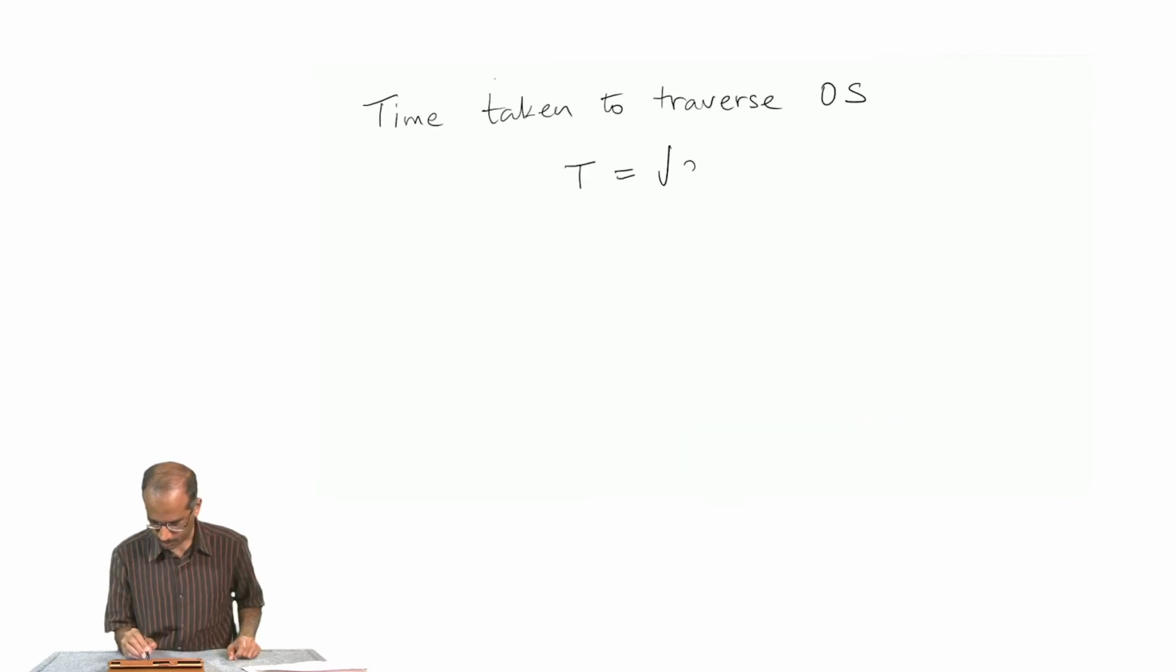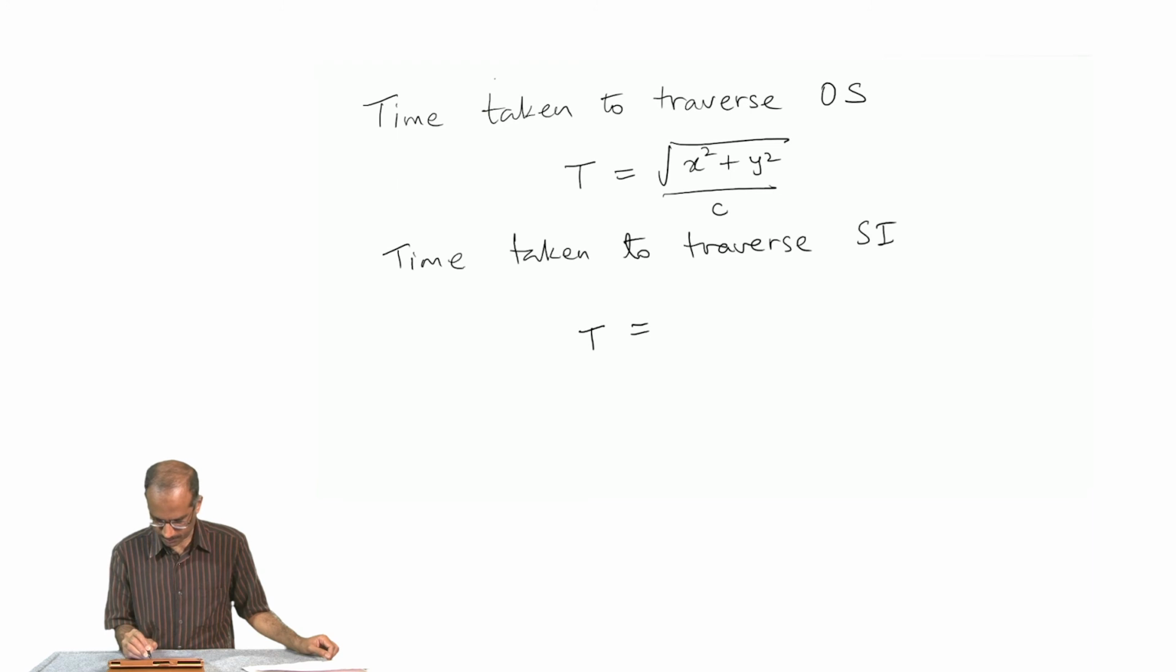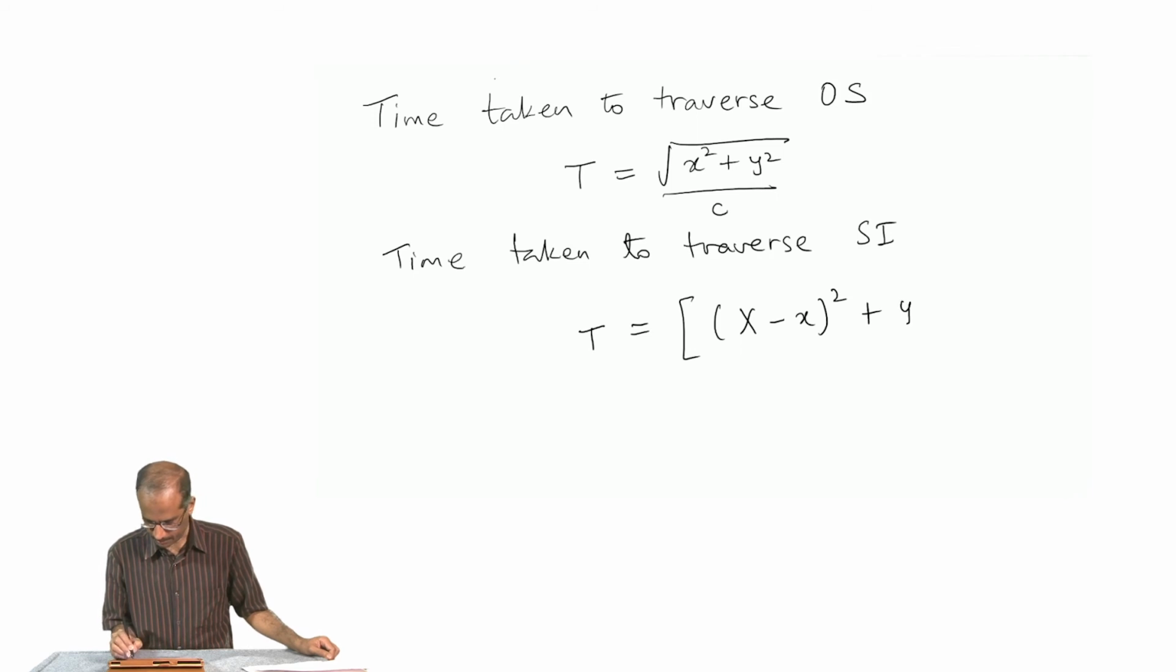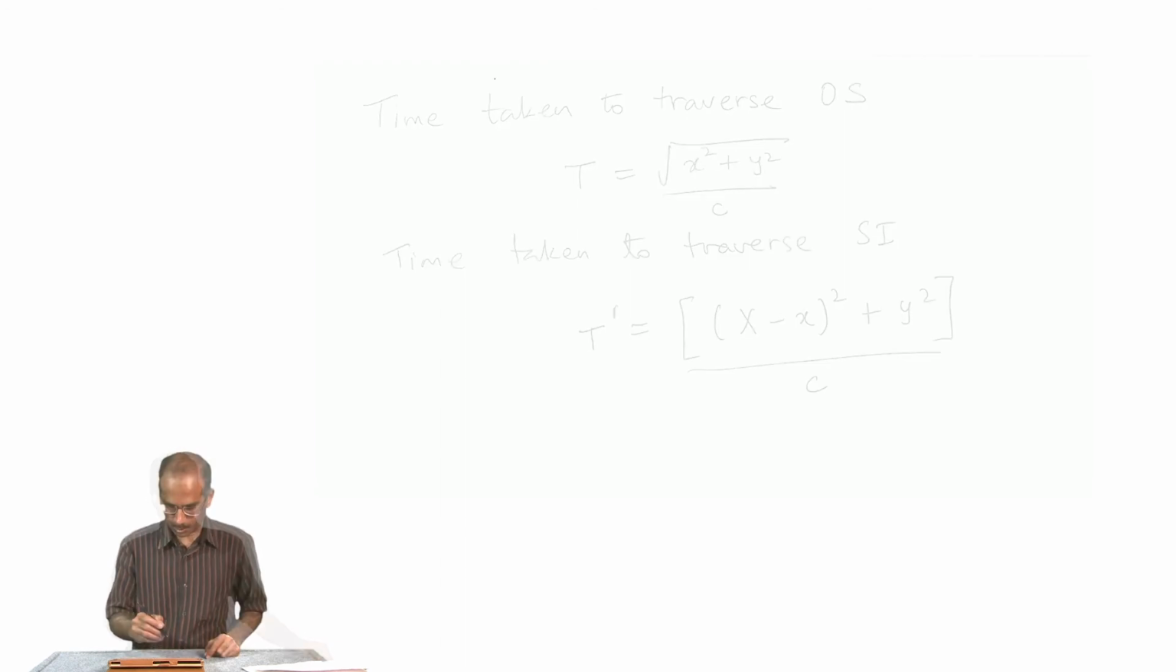That would be t equal to square root of x square plus y square divided by c, where c is the speed of light, and t prime is equal to square root of capital X minus small x whole square plus y square divided by c. Let us give it a different name, t prime instead of t. Now, Fermat's theorem tells us that d by dx of t plus t prime is equal to 0.